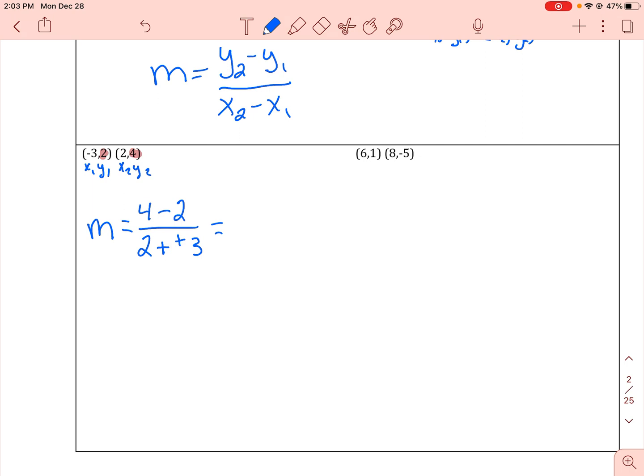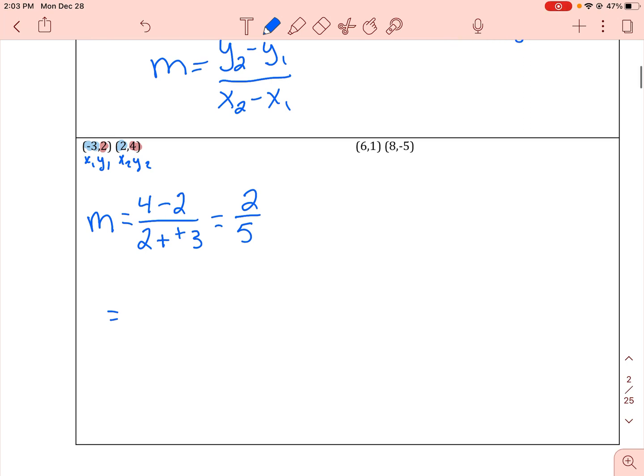So now I do my subtraction. Okay, so here are my x values right here. 2 minus negative 3. So I get 2 over 5 after subtracting. Now, if you do it the other way, you will still get the same answer.